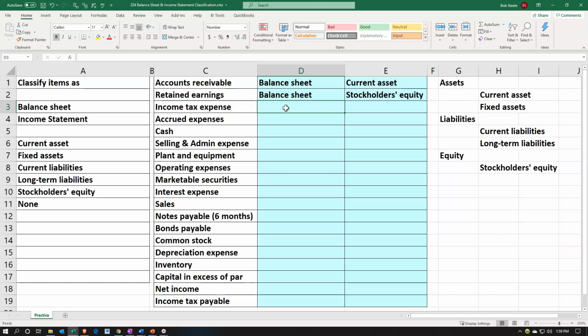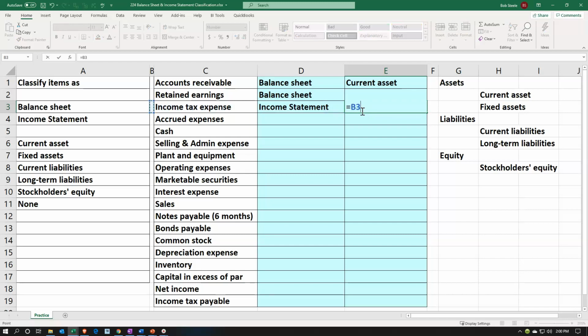Then we got the income tax expense. Now here, anything that says expense, and not like prepaid expenses, but anything that says expense, will typically be an income statement item. The income statement really only has income and expense accounts for the most part. And we're not talking about classifications for the income statement. All these items for classification are balance sheet items. Therefore, for the income statement, any income statement item will have none for their classification.